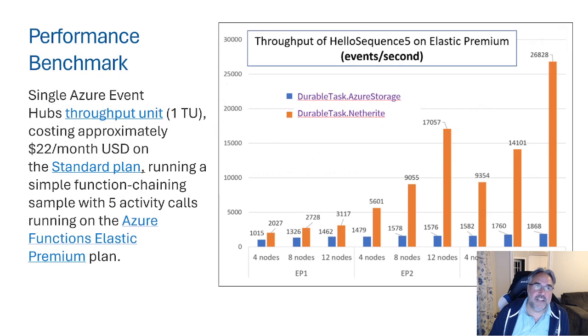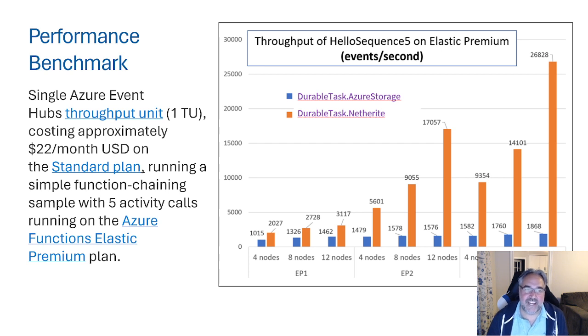To demonstrate that, we have a performance benchmark. Again, this is coming from the docs, and I'm going to actually demonstrate this in my next demo. You can take a single Azure Event Hub throughput unit. Typically it costs about $22 a month USD on the standard plan. And I'm running the simple function chaining demo of 5 activity calls. So let's say the hello cities, passing in 5 cities.